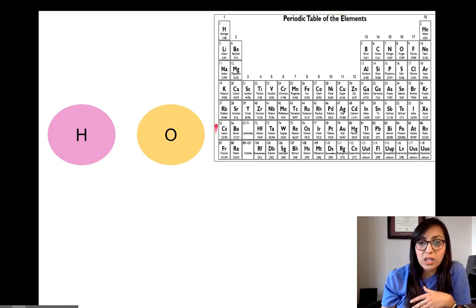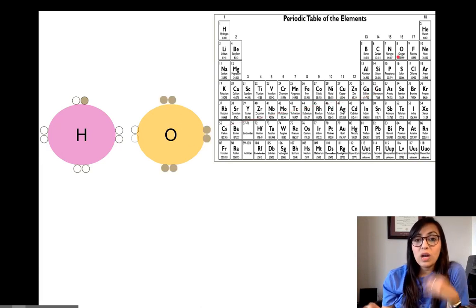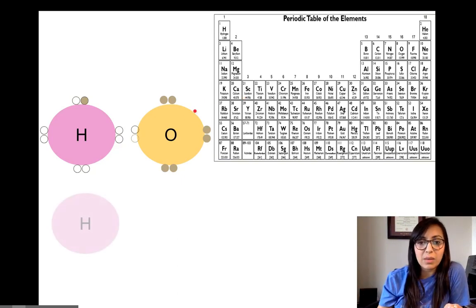Let's try hydrogen. Hydrogen is in group 1, so it's going to have 1 valence electron. Oxygen is in group 6, so it's going to have 6 valence electrons. So hydrogen and oxygen, they can bond, right? But oxygen still needs one more valence electron to make 8.